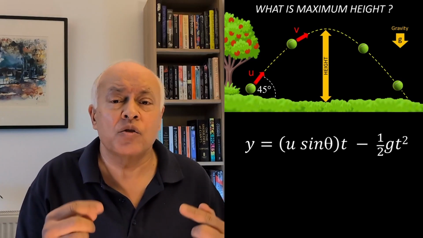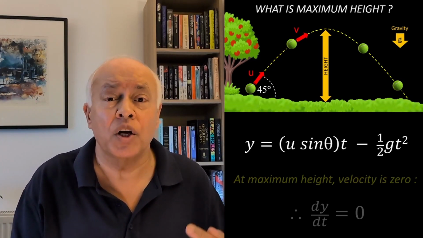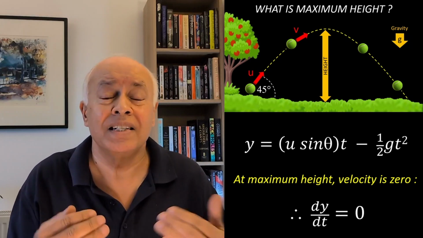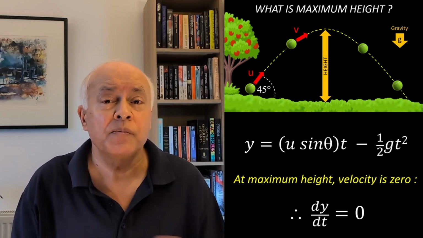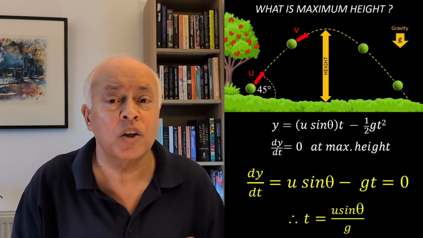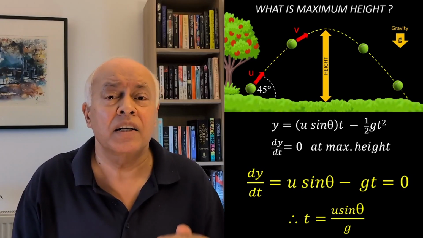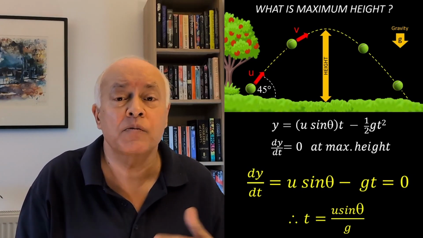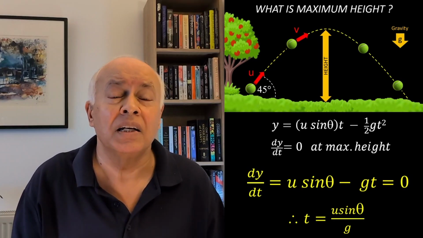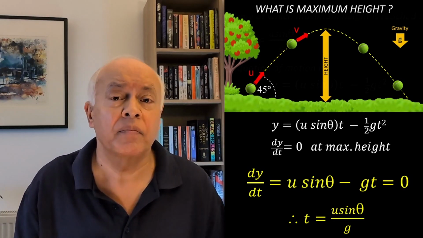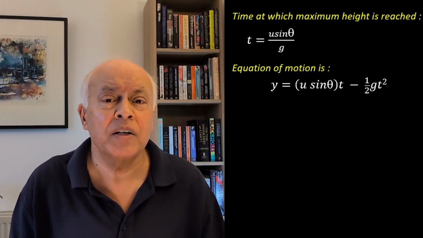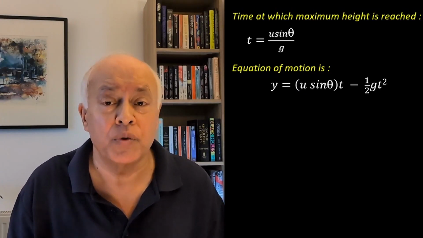So at the top of the motion, we can say that its speed is 0. Hence, its rate of change of height is going to be 0 at the top. So we can say dy/dt equals 0. This means that we can differentiate the equation for y to get an expression for dy/dt, and from this we can find an expression for the time t at the top of the motion. So this time t is the time at which the maximum height is reached.